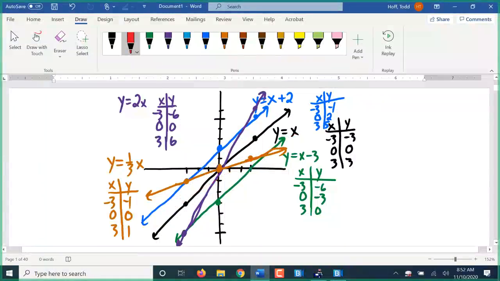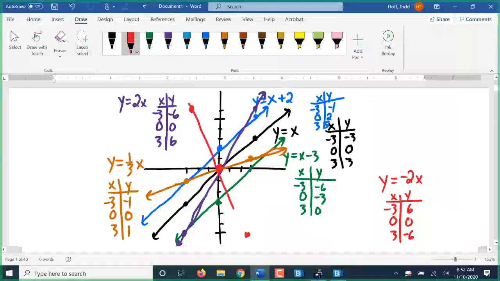Let's try y equals -2x. So now if x were negative 3, negative 2 times negative 3 would be a positive 6. Instead of negative 3, positive 6 like that. If x were 0, negative 2 times 0 is just 0. If x were positive 3, negative 2 times positive 3 would be negative 6. Something like this. So there we get our line going the other way across the graph.